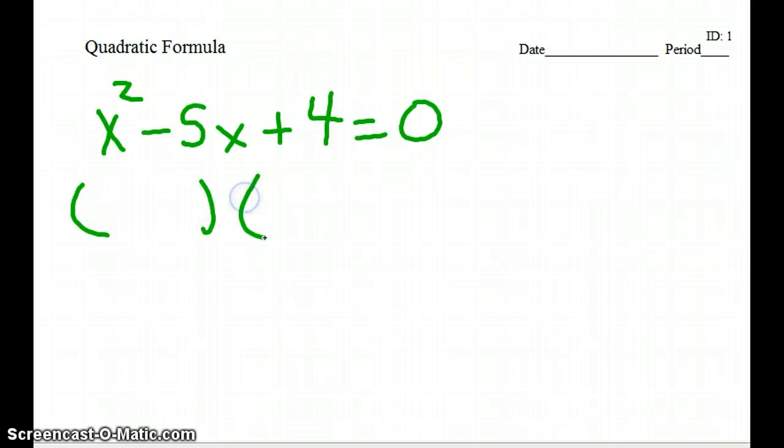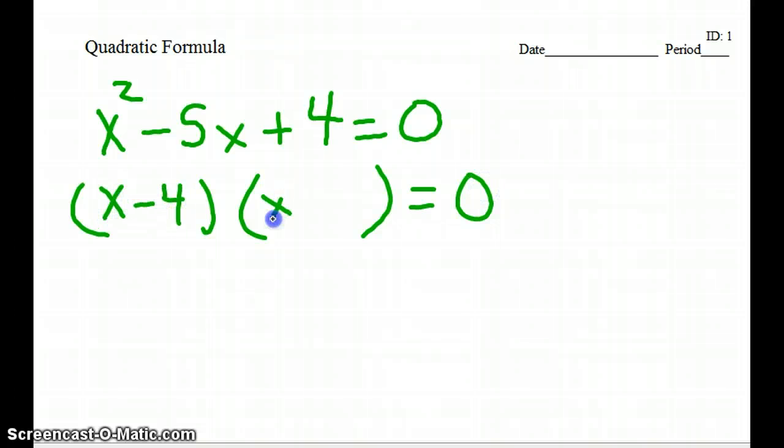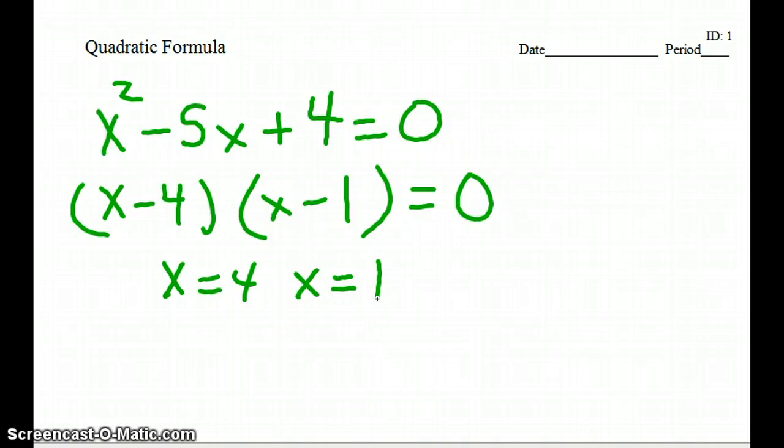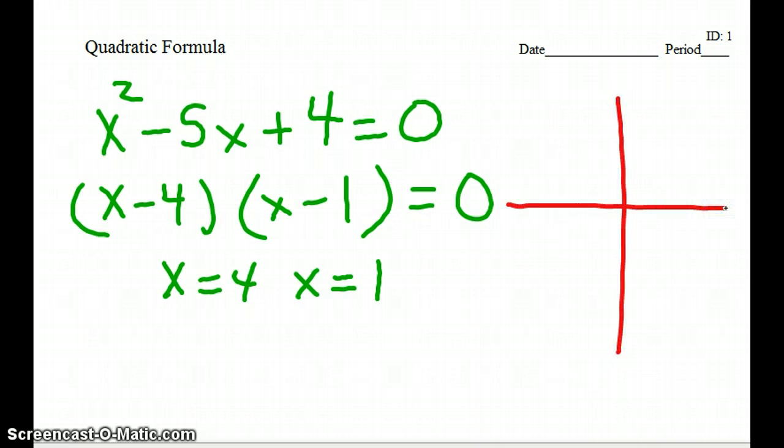equation if we can factor and set each factor equal to 0. In this case, we can factor, and if we set each one of these factors equal to 0, we'll get 2 answers. And what I really want to make a point of today is, what did we just find? We found solutions, but when we're talking about the graph, what are we finding?